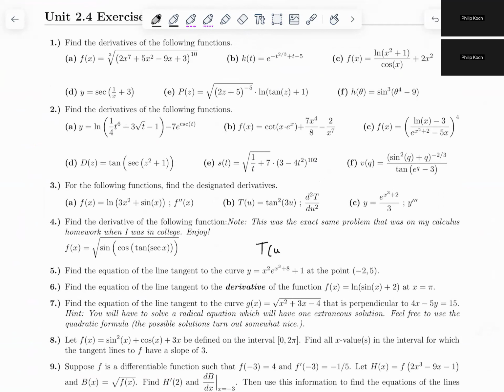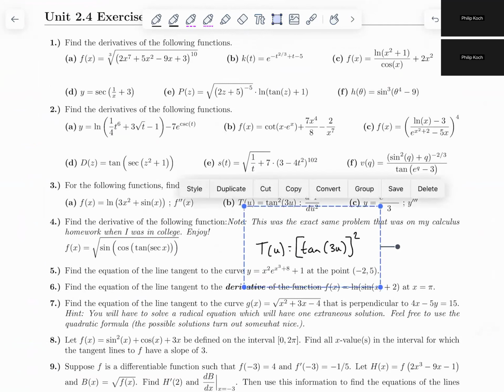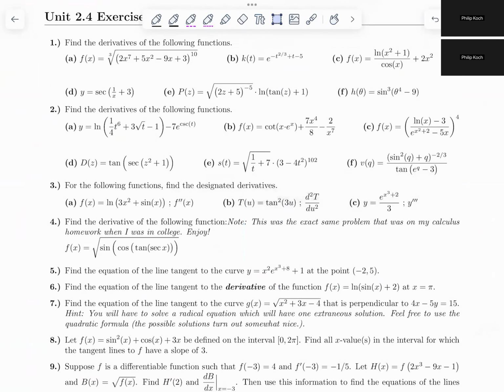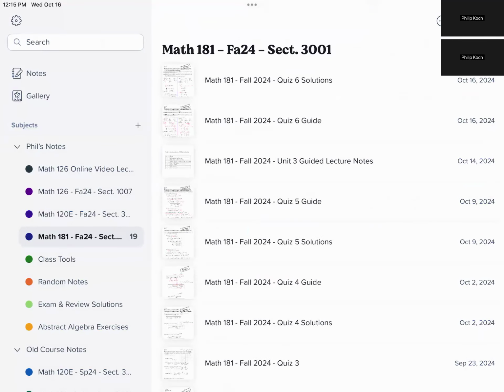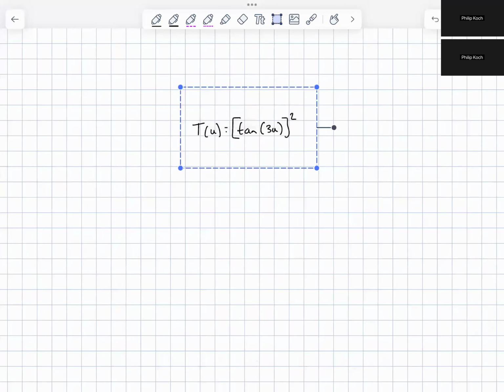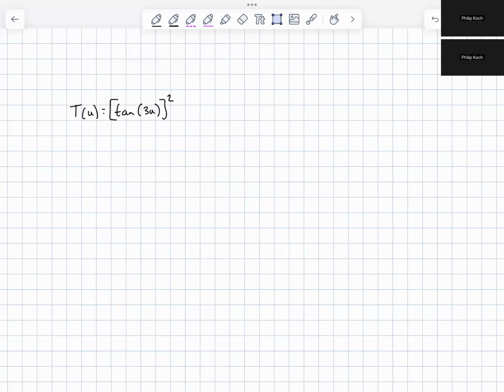You have u is equal to tangent squared. So I'm just going to write tangent of 3u quantity squared. All right, I'm going to take that with me. I did not want to do that, and I wanted to do this one. Paste. All right, tangent of 3u, we're going to find the second derivative.